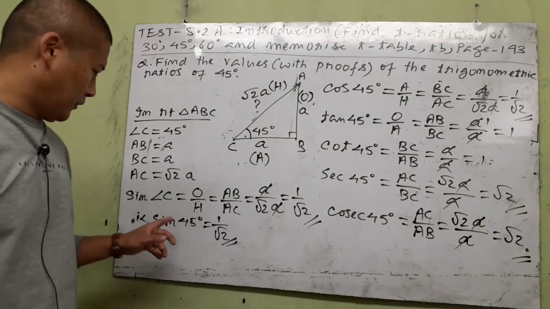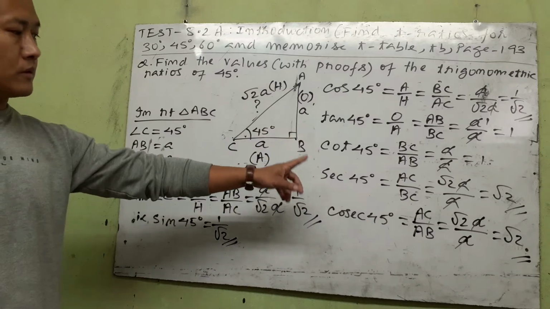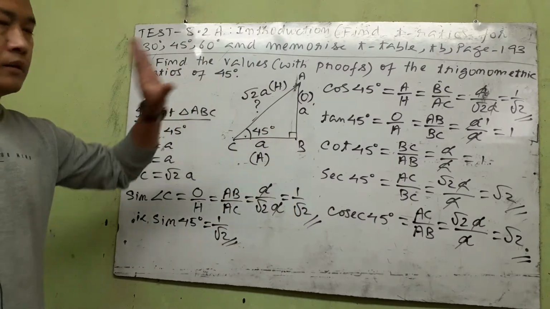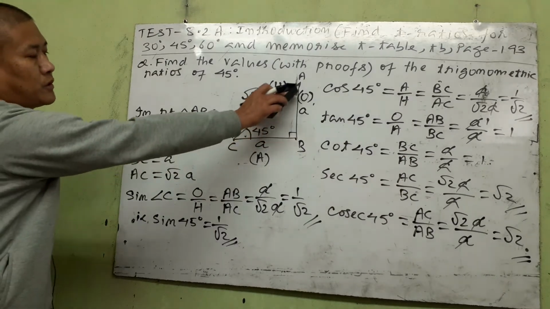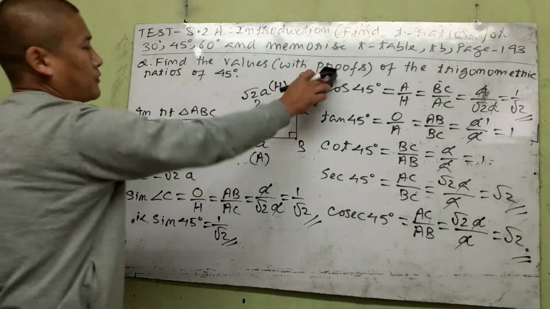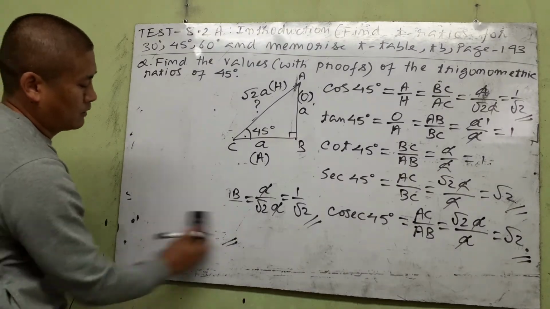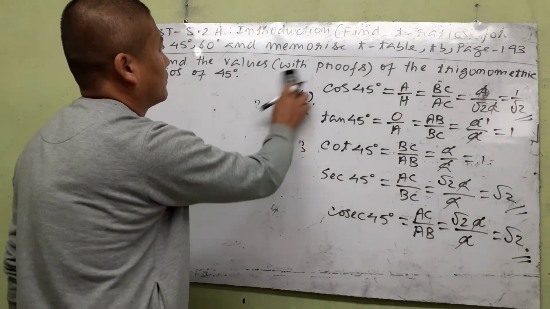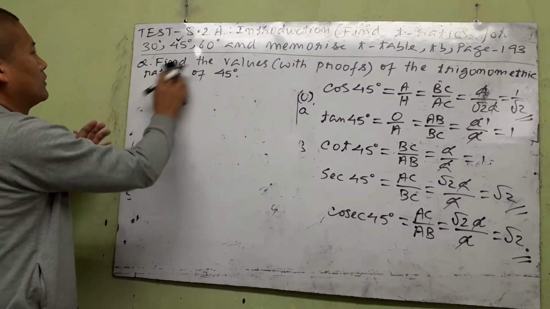So the T ratios for 45 degree for all the 6 trigonometric ratios, sine, cos, tan, cot, sec and cosec, are found. This is how we can prove it. So we have provided a proof with a geometric figure. That's the proof to show that this is provable. Next question: the T ratios for 45 are done. Now 30 and 60 we have to do.